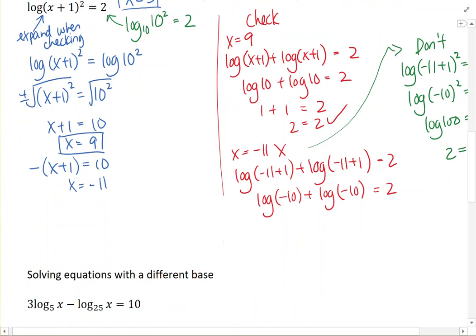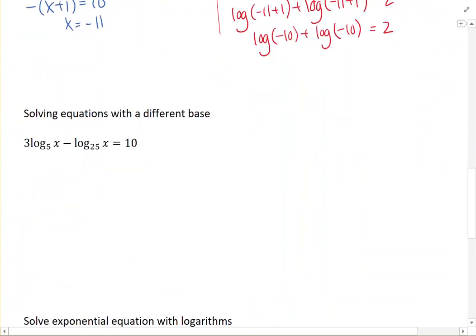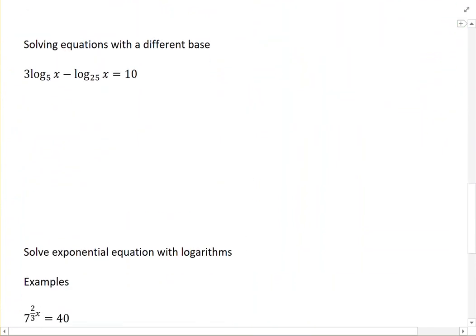All right, so next, we've looked at examples with the same base. Now we're going to look at different bases.